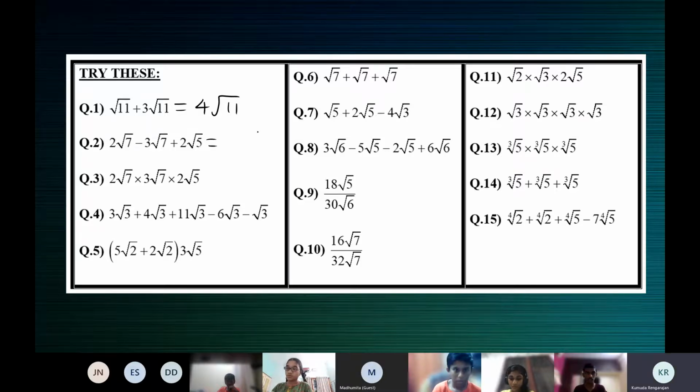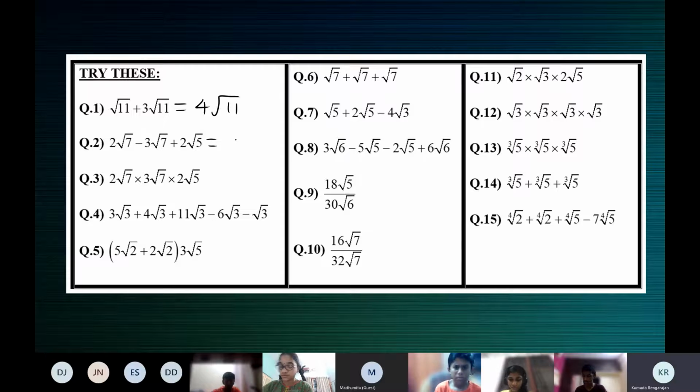Raja, what's the answer for the second one? Ma'am, root 7 plus 2 by 2 root 5. Root 7, huh?